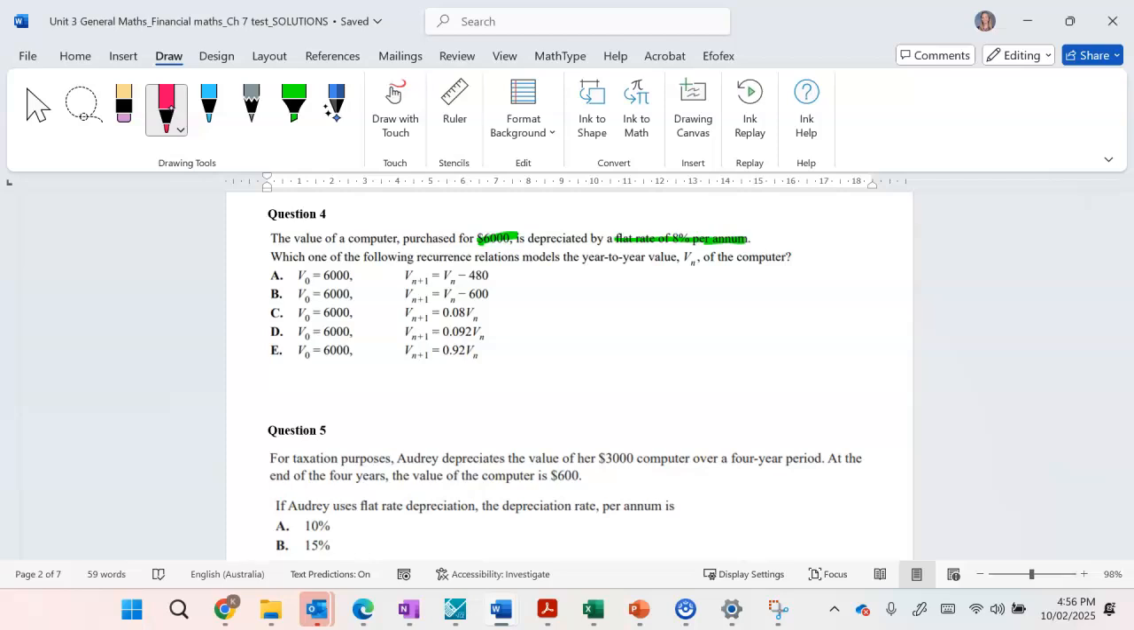All right, which one of the following recurrence relation models... All right, so when I'm looking at questions like this, process of elimination. So we're starting with $6,000. All right, so I can't eliminate any options there. Let's have a look at our recurrence relation. They're all written with the VN+1, which is good.